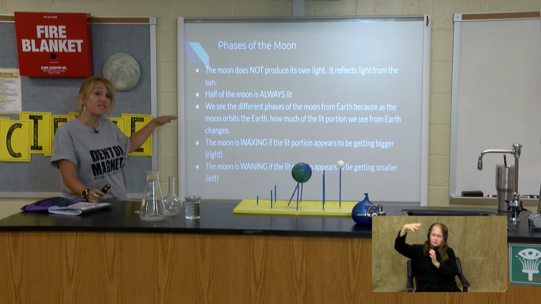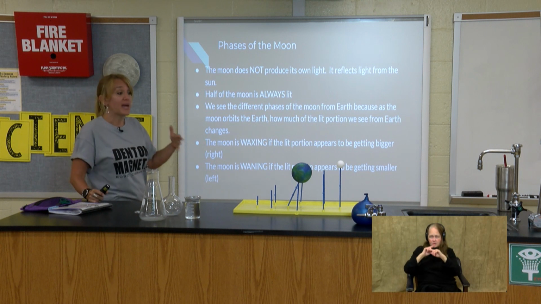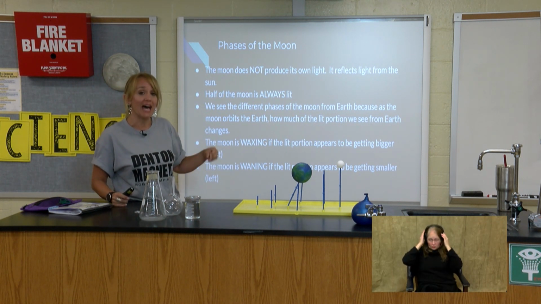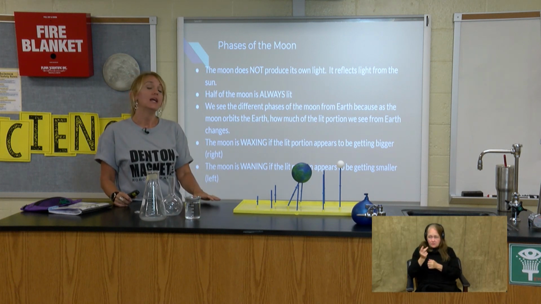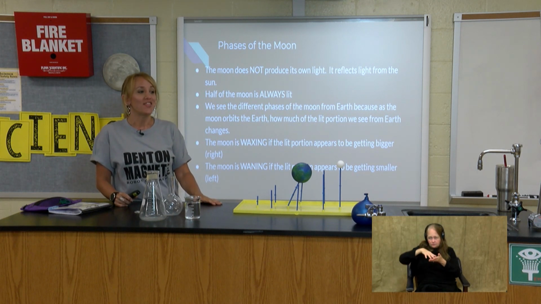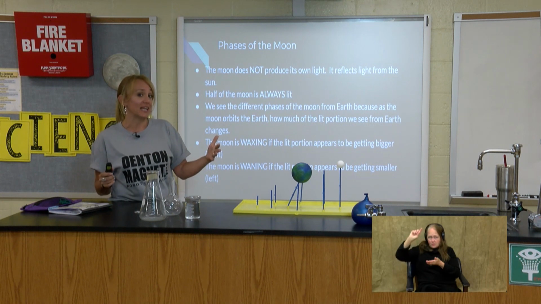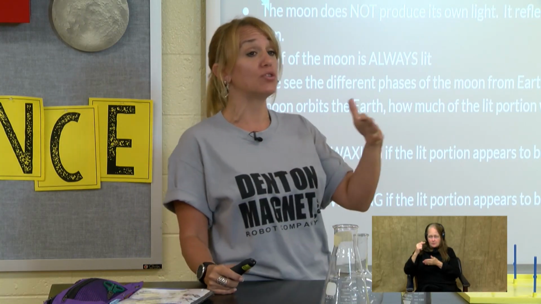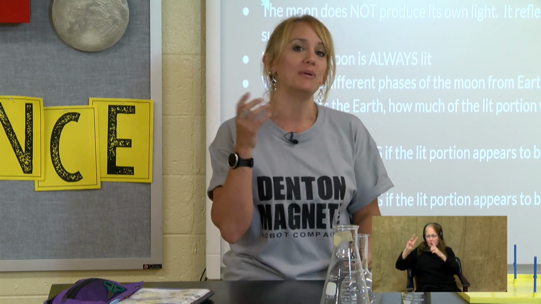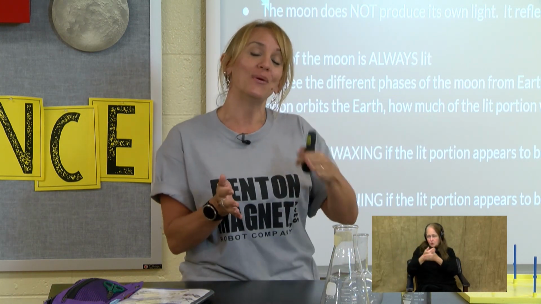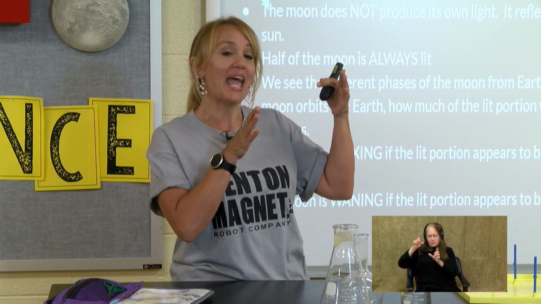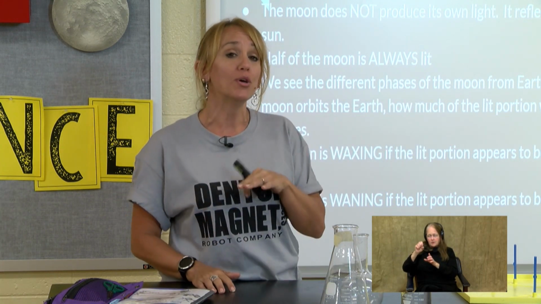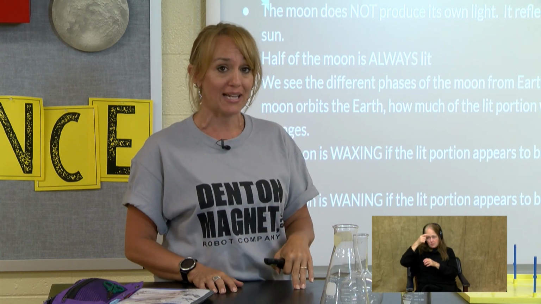We see the different phases of the moon based on how much of the lit half we can see. And ultimately we learned that if the moon is waxing, that means that the lit portion that we see is appearing to get larger. Meaning maybe we started with a new moon and then we see the tiny crescent, then we have a quarter moon, then we have a gibbous moon, then we're at full moon. That moon series was waxing.